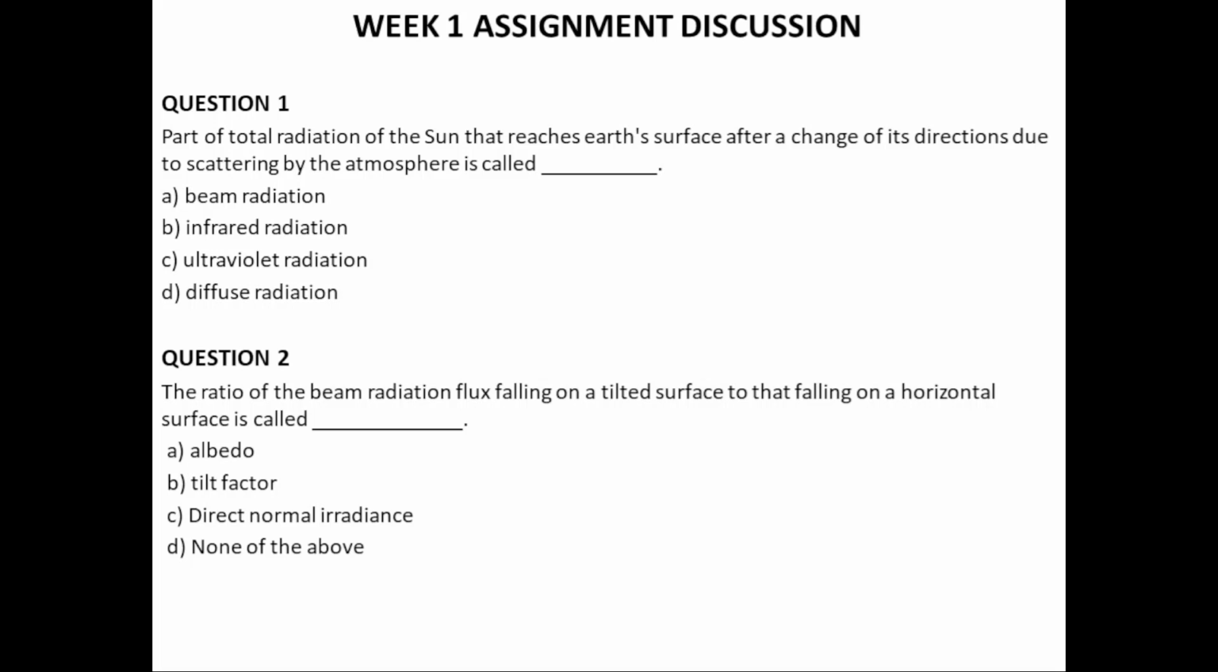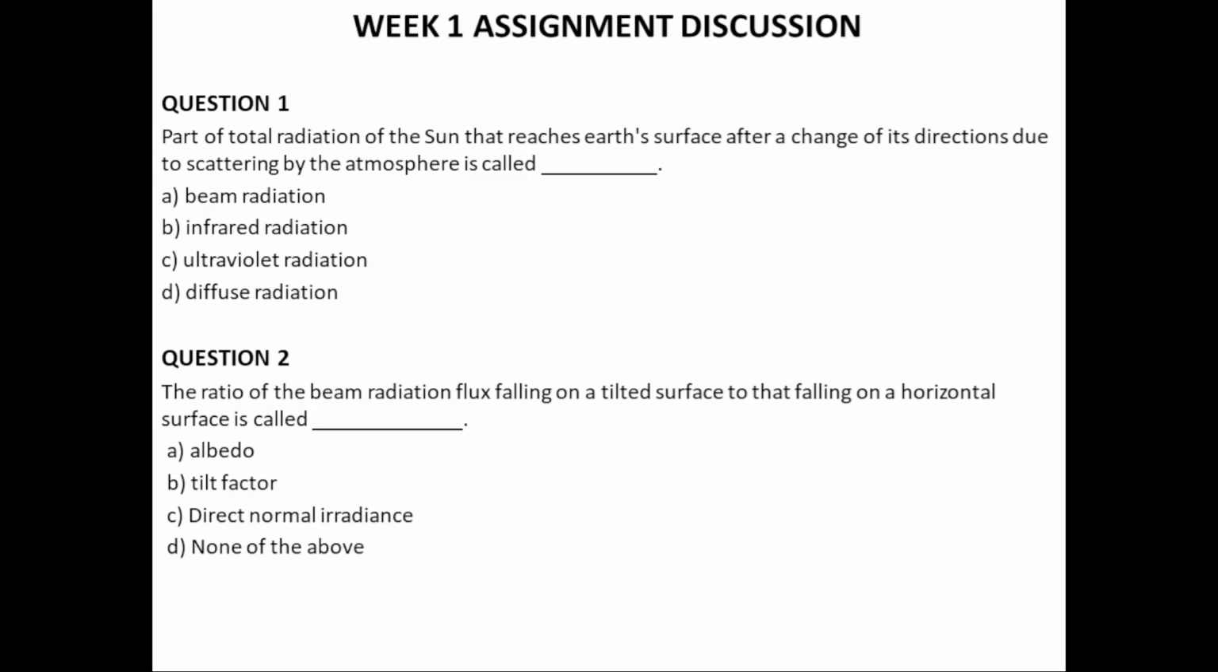So here the answer will be, since there is a change in the direction, it will be the diffusive radiation, because beam radiation is nothing but the radiation that comes from the sun direct and falls directly onto the surface without a change in the direction. When there is a change in the direction of the sun's beam radiation reaching the surface due to the scattering by the atmosphere, it is called diffusive radiation. So there is a change in its direction.